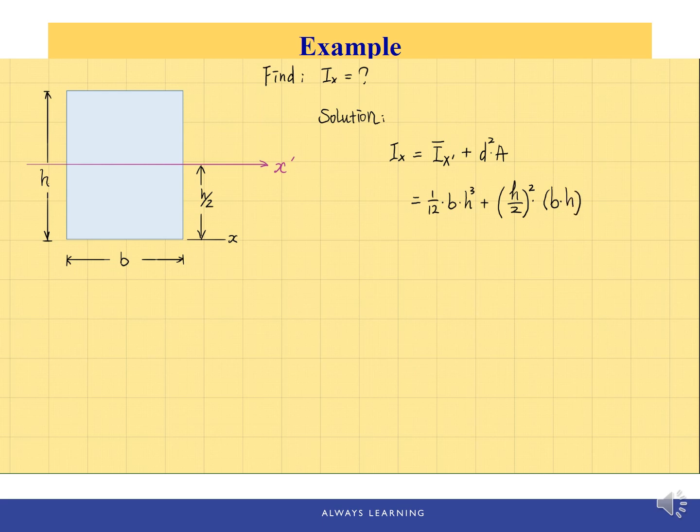And we can rearrange and simplify the results. And this is what we have: 1/3 of b times h cubed. So you can see the unit of the moment of inertia is length to the fourth power.